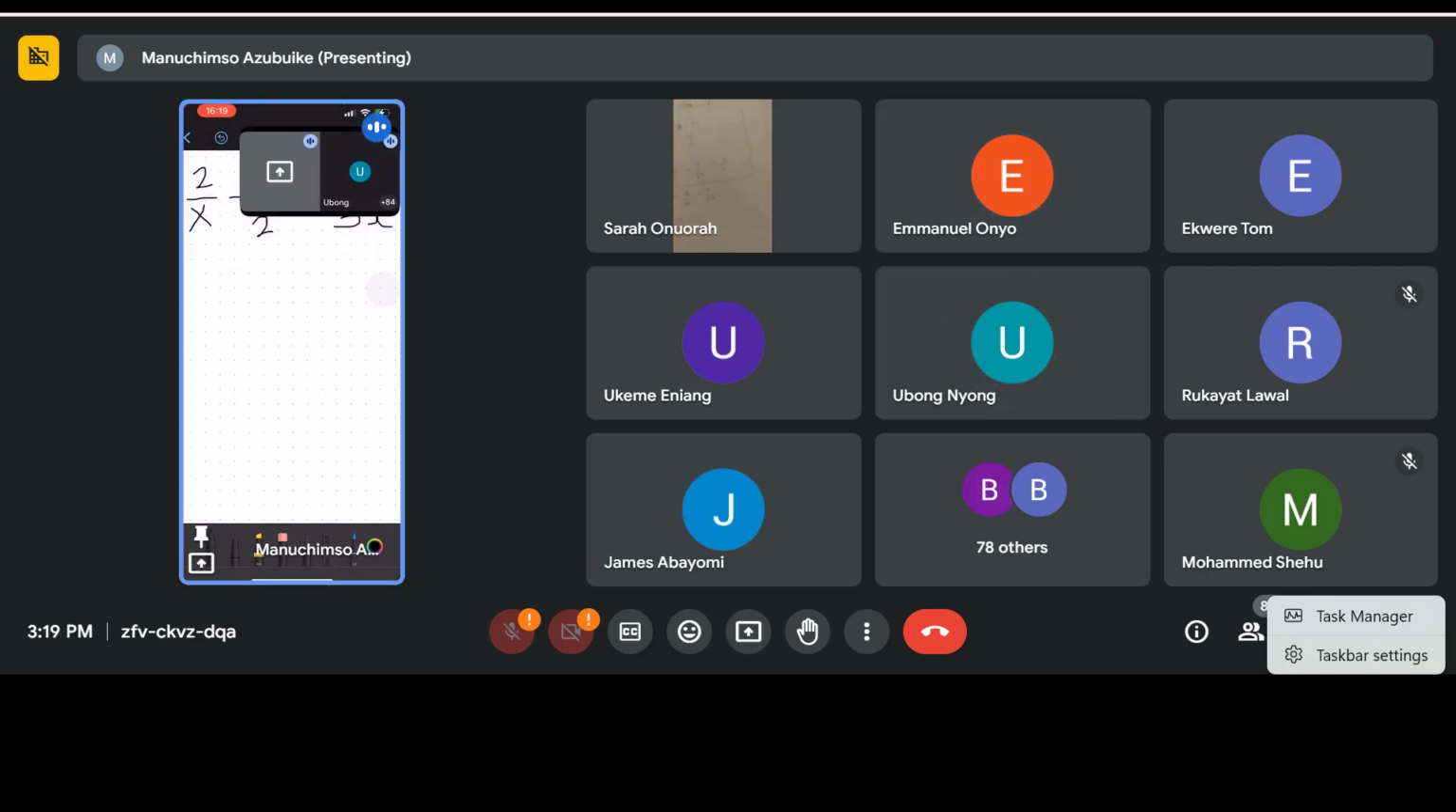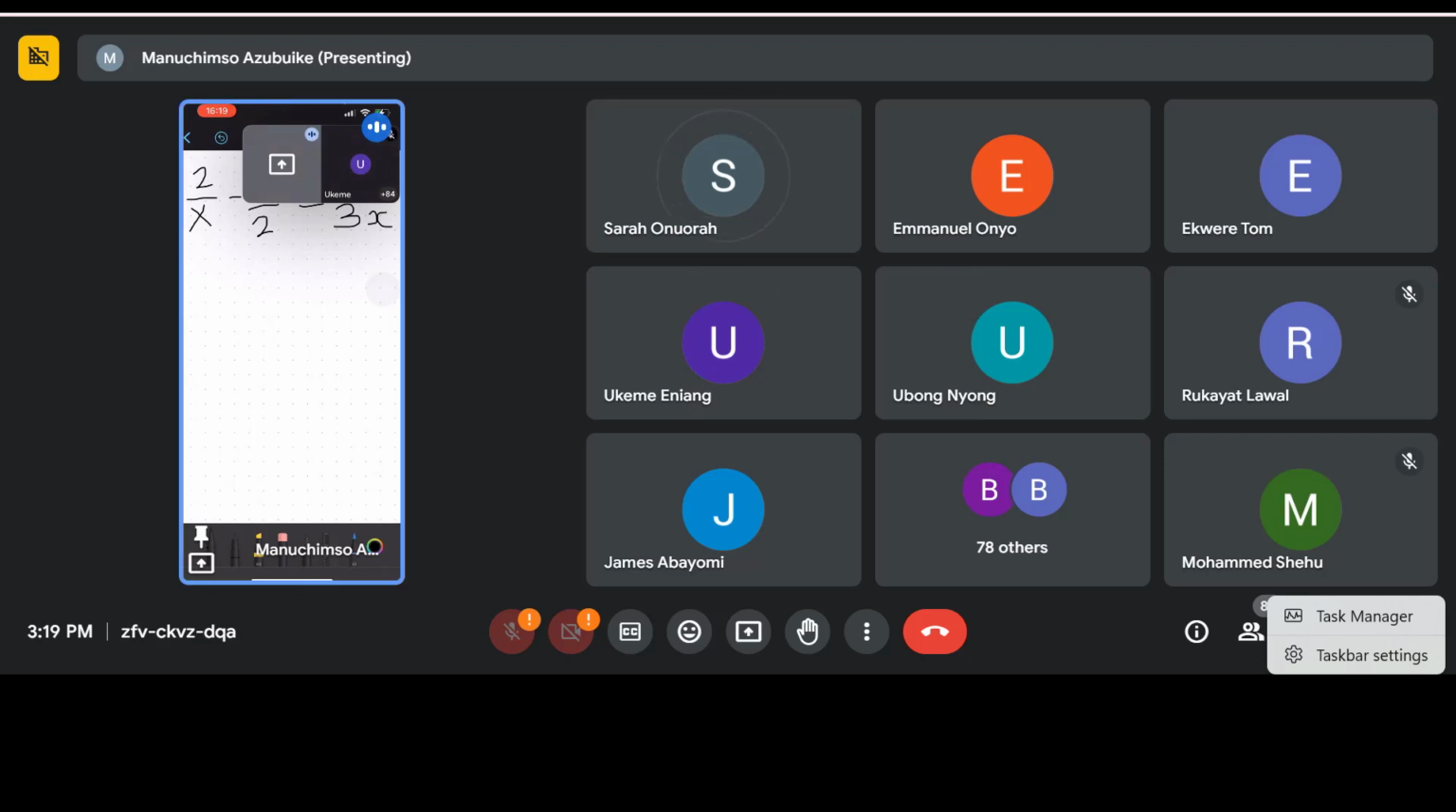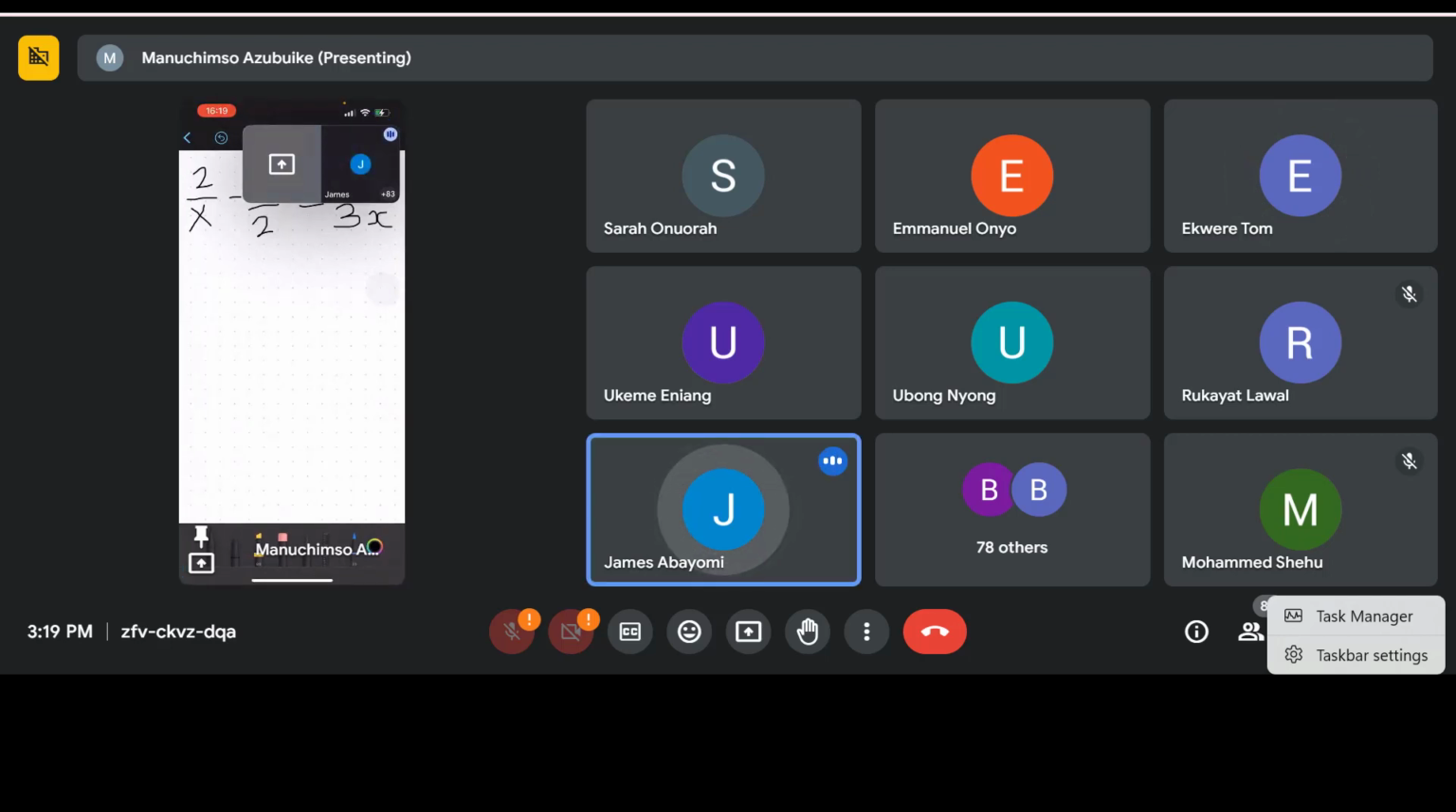There are two ways to go about this. You can either collect the like terms or just go straight into it by finding the LCM of x and 2. I'm going to find the LCM of x and 2 now. Madam Sarah, the LCM you are going to use is to find x and 2. That's how you are going to arrive at the answer.